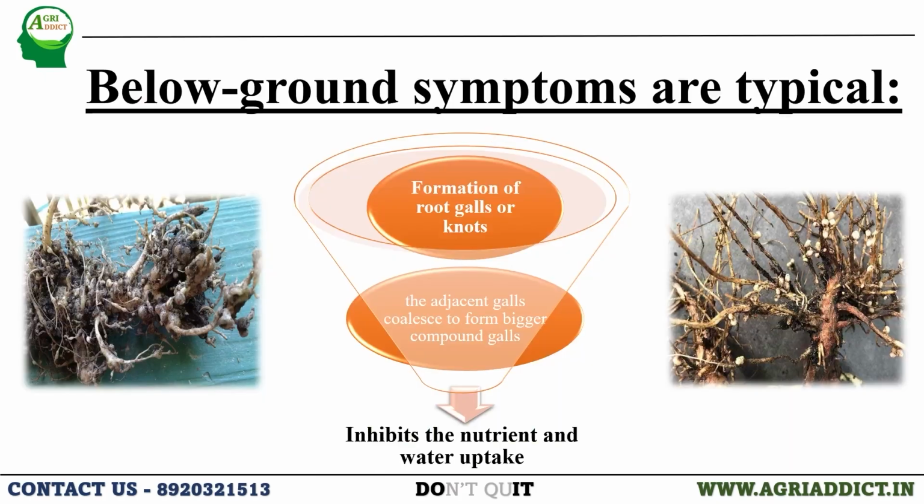Coming to the below ground symptoms, the most unique to the root knot nematode is the formation of root galls or root knots. The adjacent galls which are formed will start enlarging and coalescing to form bigger compound galls. You can see how the galls have been enlarged slowly. Initially, small galls will be present. After some time, they start coalescing with each other to form enlarged compound galls. And these galls will impair the nutrient and water uptake.